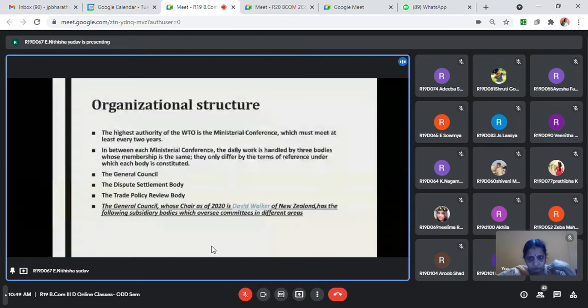The General Council. The following subsidiary bodies oversee committees in different areas.